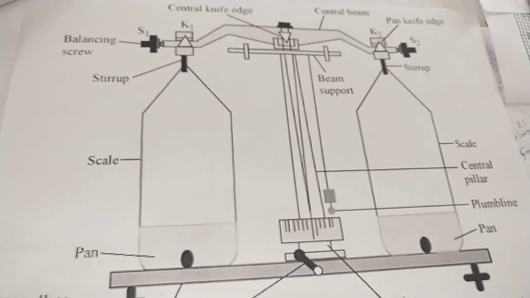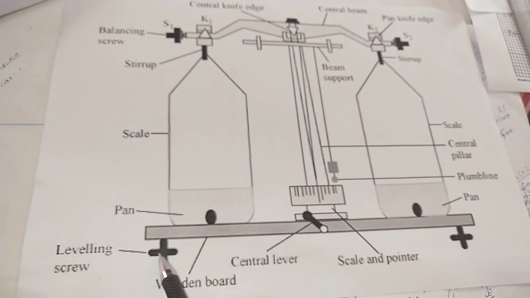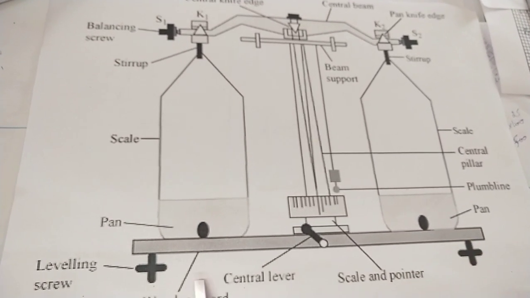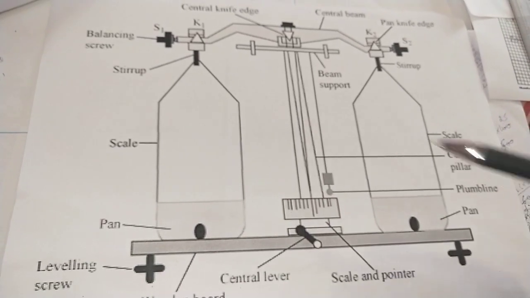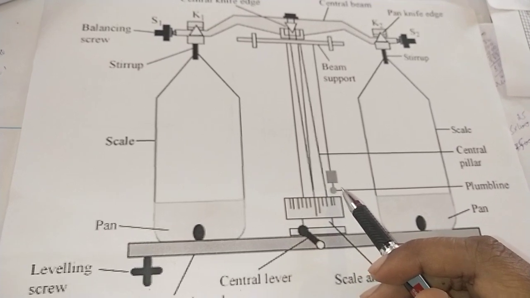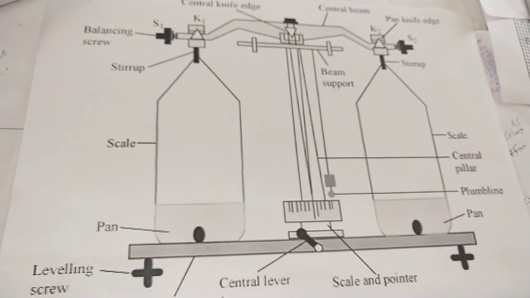Now let's see how we use it. The very first thing, over here you can see these leveling screws. So the very first thing that we are going to do is adjust these leveling screws in such a way that the plumb line points vertically downward.